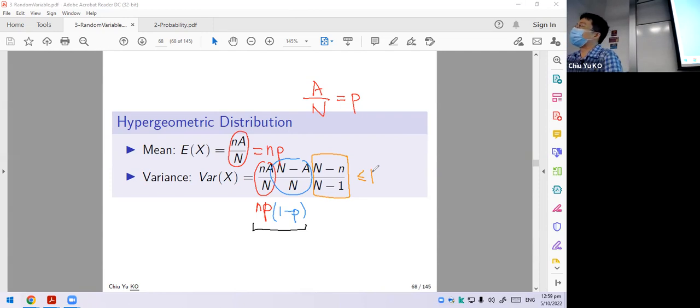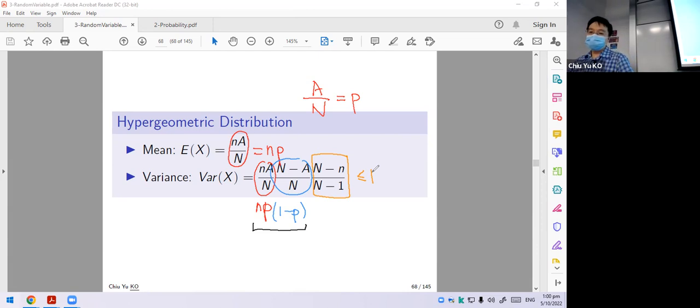The reason is that once you keep drawing, no matter how you draw, at the end the pool shrinks. That means the variation is getting smaller. Imagine that if you draw everything from the box, there's no variation. Suppose the n is going very close to big N, so you're drawing almost everything from there. At the end of the day, there's no variation, because you basically draw everything, so there's no difference.